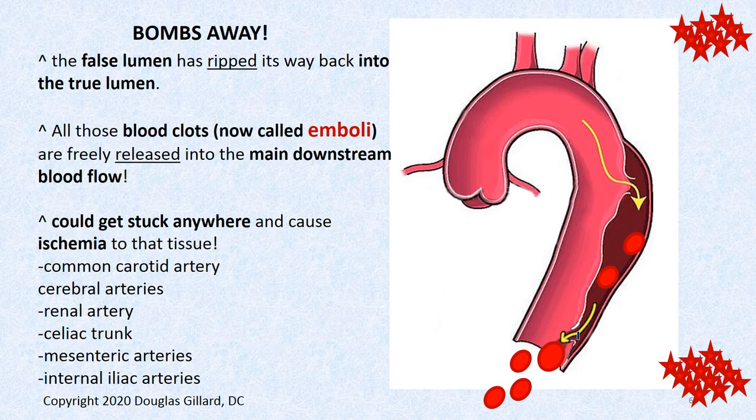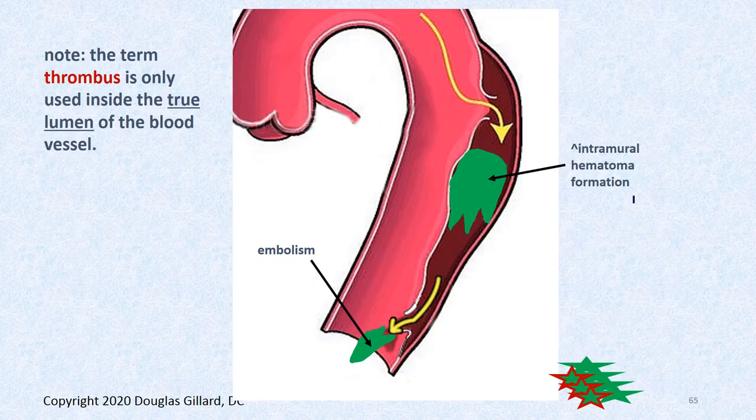So here's a little cartoon. And you can see we got all these blood clots, and it just double barreled and released all these blood clots, and they're going downstream. And maybe they get stuck. Oh, you pick the artery. How about the superior mesenteric artery? Well, there goes a big chunk of your intestine, it's going to become ischemic. So that's why you have to know your blood vessels so well, so you can understand how this pathology works.